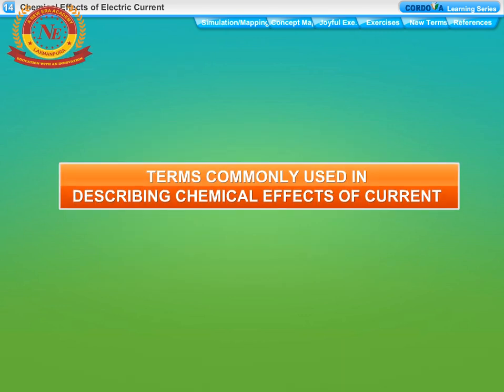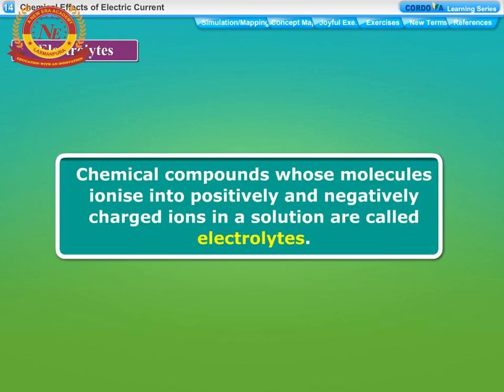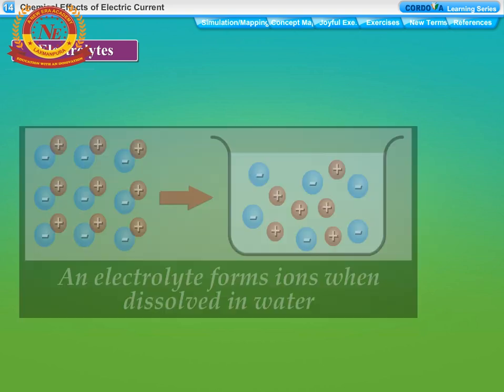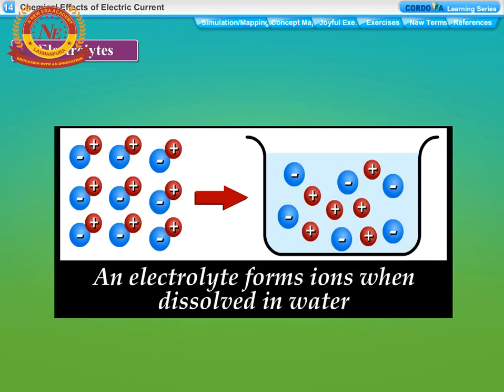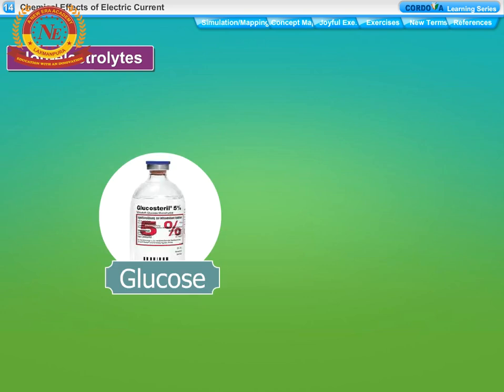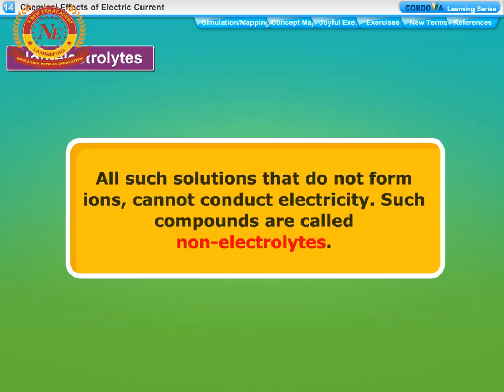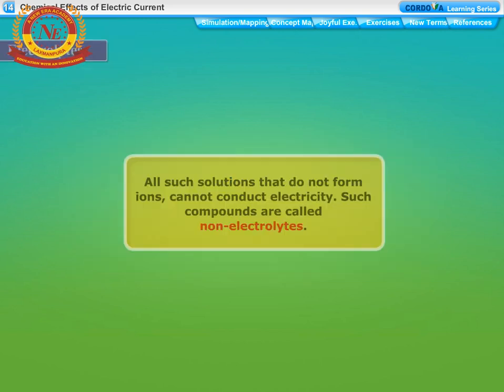Terms commonly used in describing chemical effects of current. Electrolytes. Chemical compounds whose molecules ionize into positively and negatively charged ions in a solution are called electrolytes. So, electrolytes are chemical compounds which conduct electricity when dissolved in water or in molten state. Non-electrolytes. Some compounds, such as glucose and alcohol, dissolve in water but do not form ions. All such solutions that do not form ions cannot conduct electricity. Such compounds are called non-electrolytes.